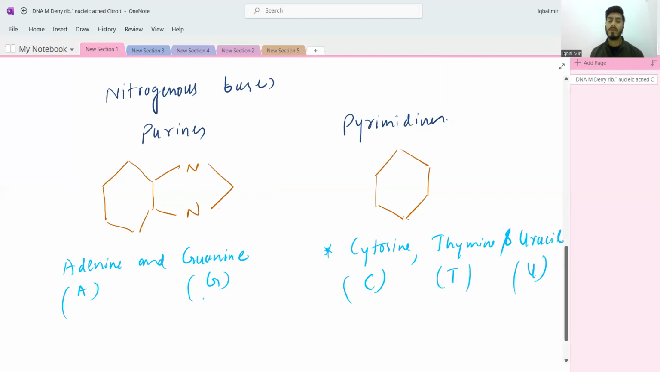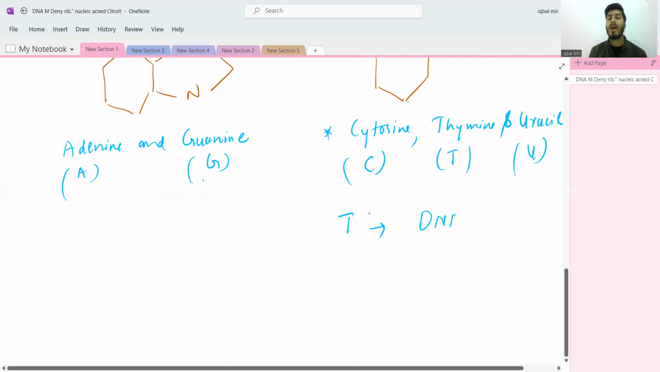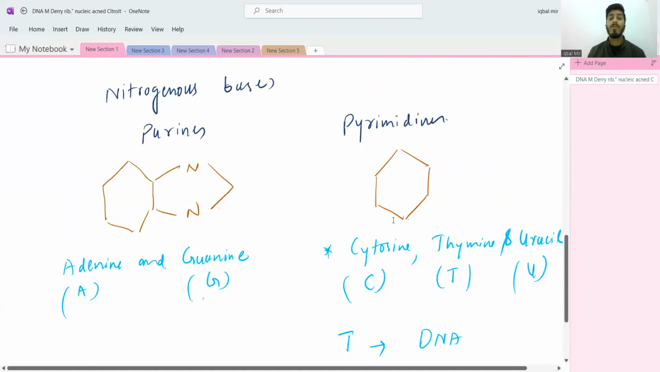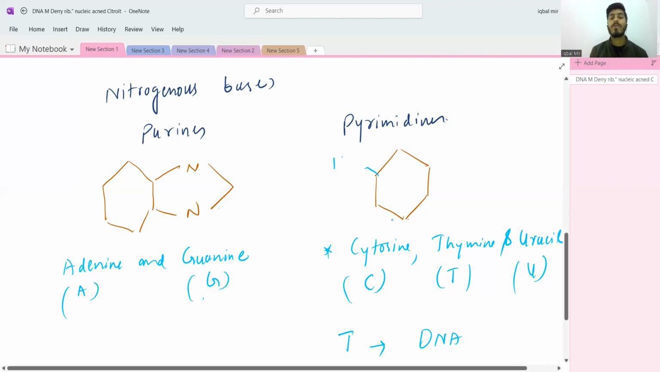These are three pyrimidines. Okay, so remember, thymine is present only in DNA, and uracil is present only in RNA. Understood? So what is the difference between thymine and uracil? There is one difference. In thymine, we have the methyl group on the 5th carbon position. It is not present in case of uracil.